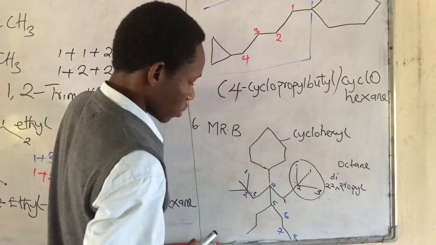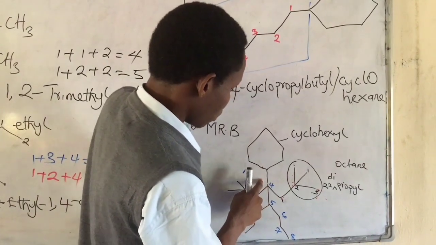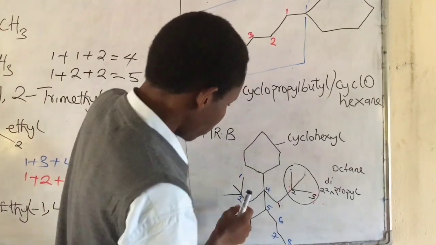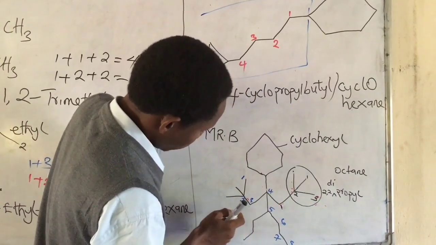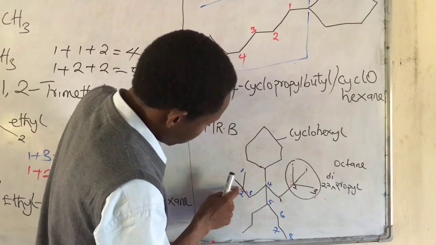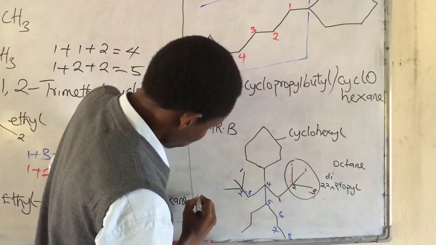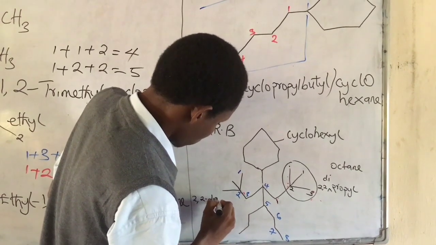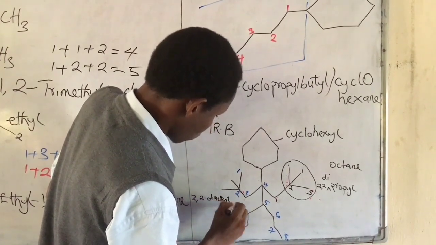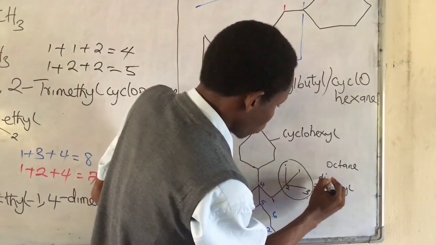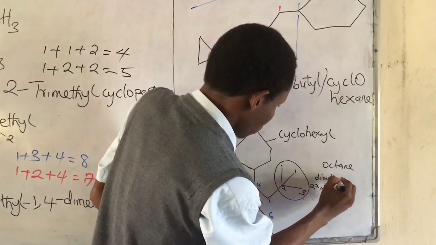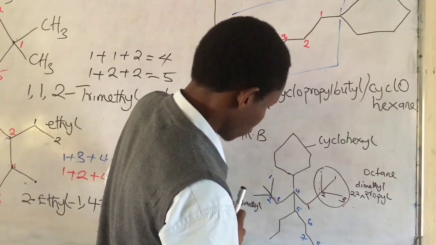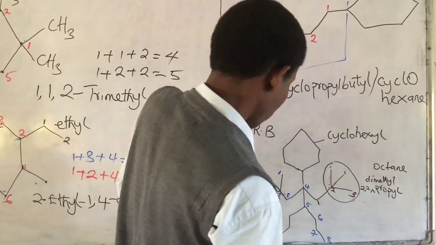We are looking at the substituents now. So we also have cyclohexyl on carbon 4. This is another substituent. We are having 1, 2. This is another substituent. We also have 2,2-dimethyl. Here we have 2,2-dimethylpropyl. And here we have 2,2-dimethyl. So what then would be the name of this compound?